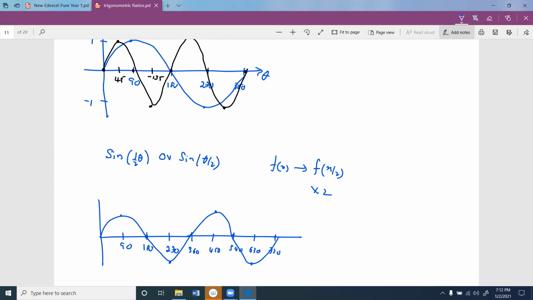So 0 multiplied by 2 doesn't make a difference, so this point remains as it is. Then this is 90, and this 90 doubles in value, turning up to 180. So this point, this 180, doubles the value and turns up to here. Then 270 doubles and turns up to 540, it's come up here. Then this 360 turns up to double, 720. So you can see this theta divided by 2 graph is just a stretched graph, just like this.